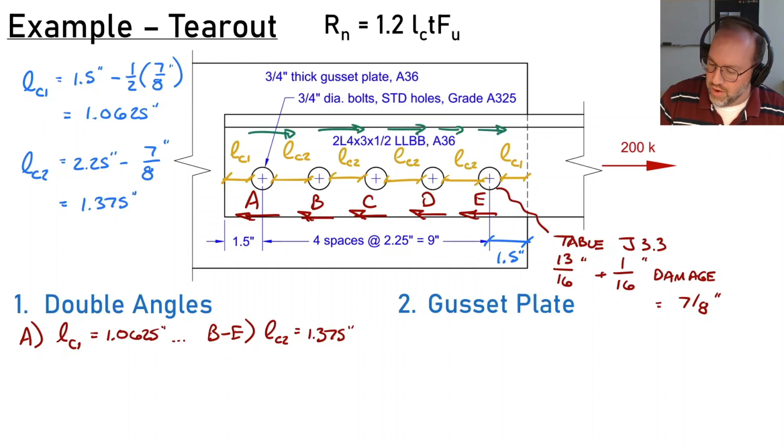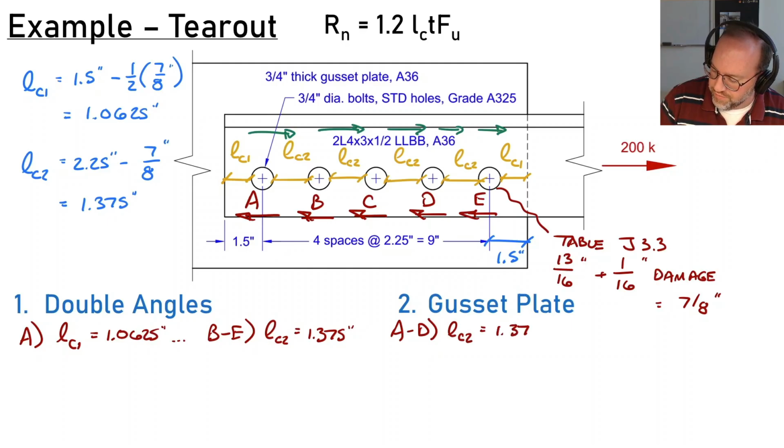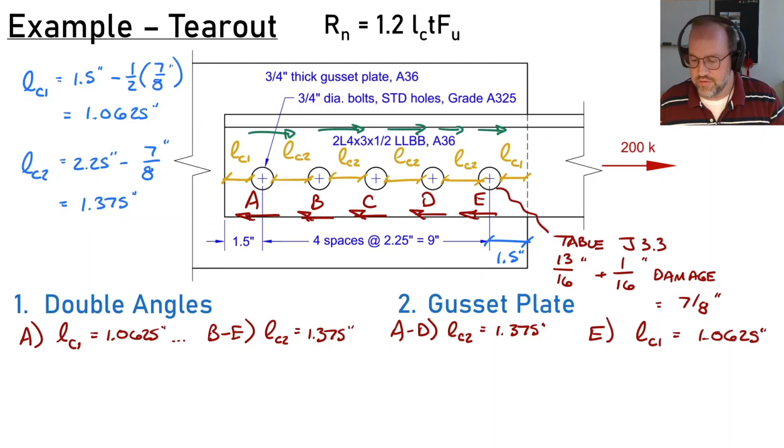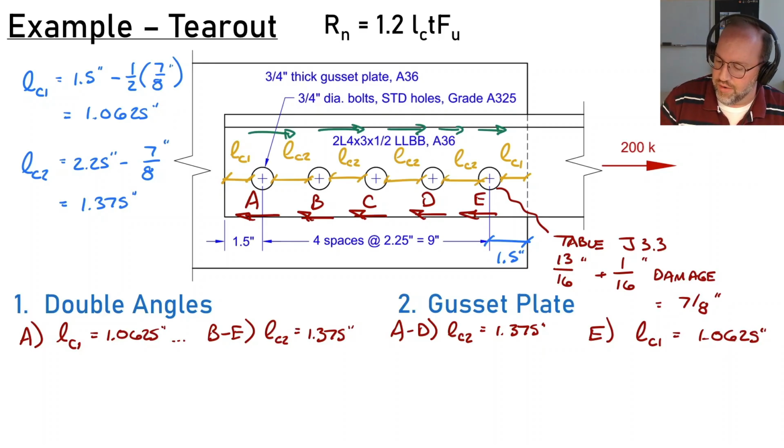And therefore tear out is all going to happen this way. So that means A through D are all going to use LC2. So we'll write that out. So A through D are using LC2 of 1.375 inches. And then E is going to be using our LC1 of 1.0625 inches. So we have all of our expressions.